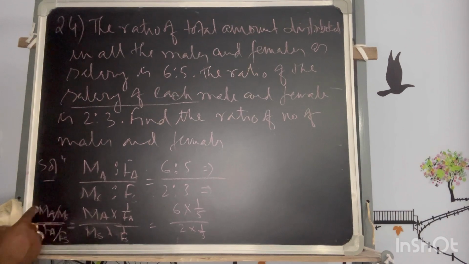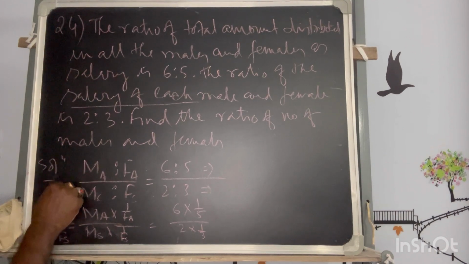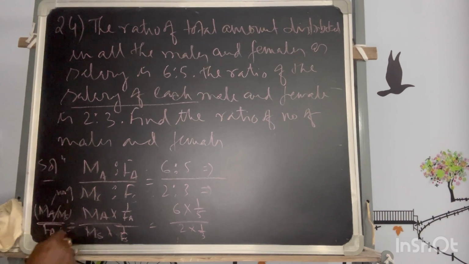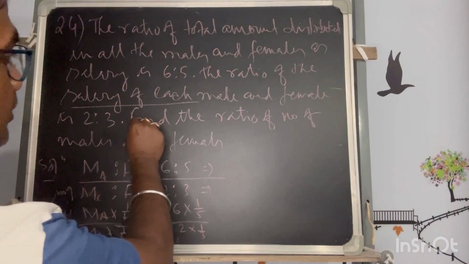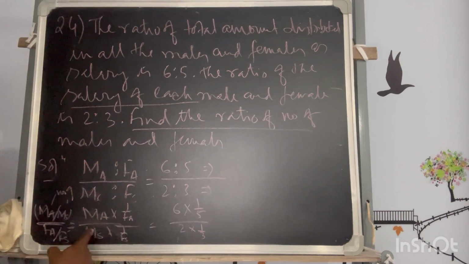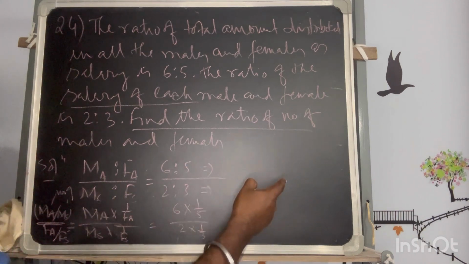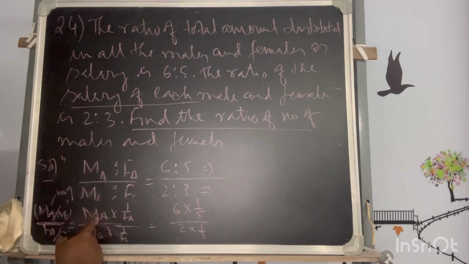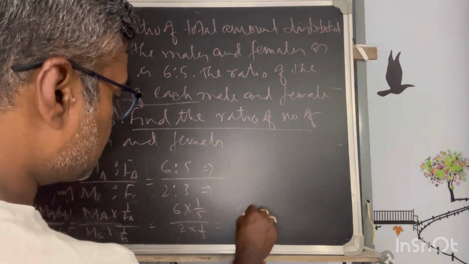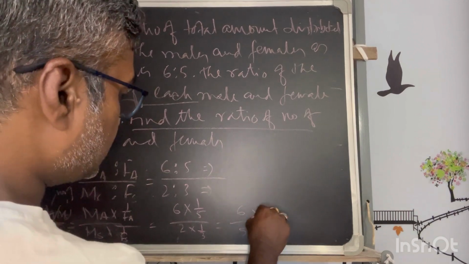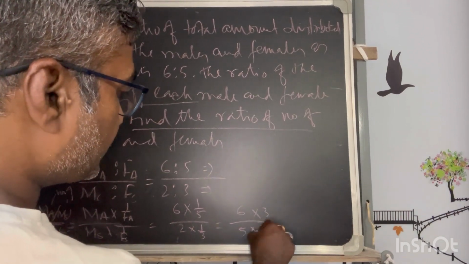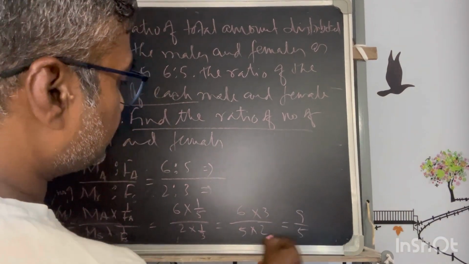So ultimately, what does this mean? This is the number of male, this is the number of female, automatically coming, and this is the ratio we need, the ratio of the number of males. This is coming directly without doing so much calculation. If I divide, it is the same thing, it is coming as a result. So this is nothing but 6 by 5, and the 3 goes up, so this will be 9 by 5 as the result.